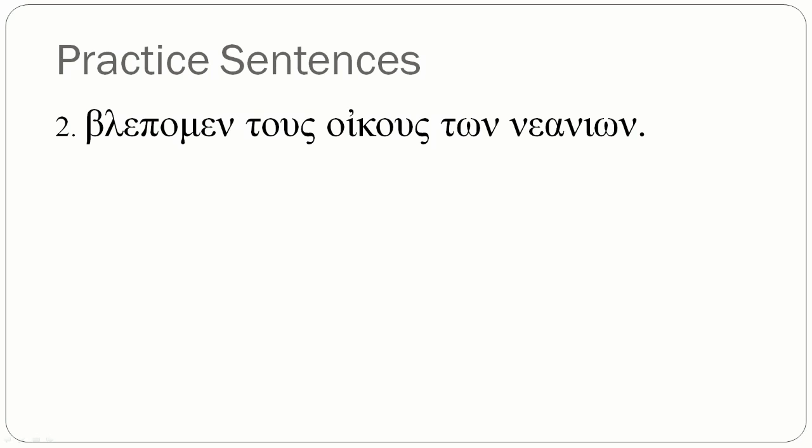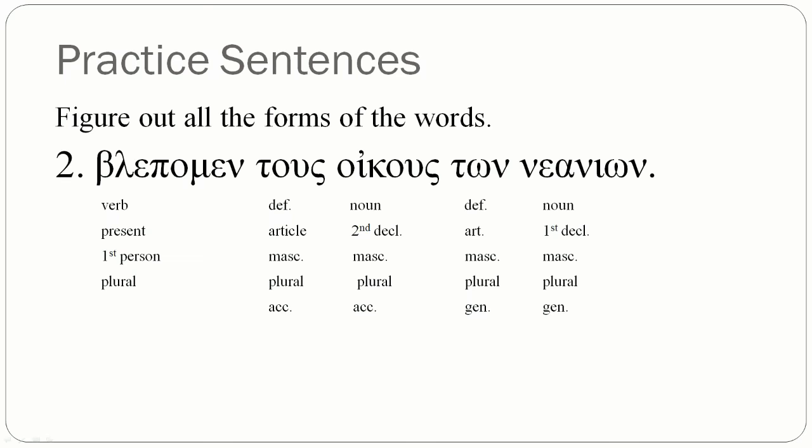So what's the first thing that we're going to do? Let's write out all of the information that we can find about each word. First word is blepamen. This is a verb. It comes from the word I see, blepo. We look at this, and there is no sigma or sigma change at the end of the stem, so this is a present. Look at the ending, amen. That ending is a first-person plural from chapter 3.